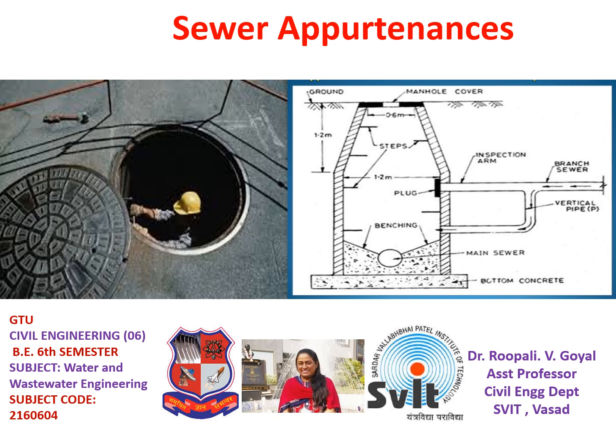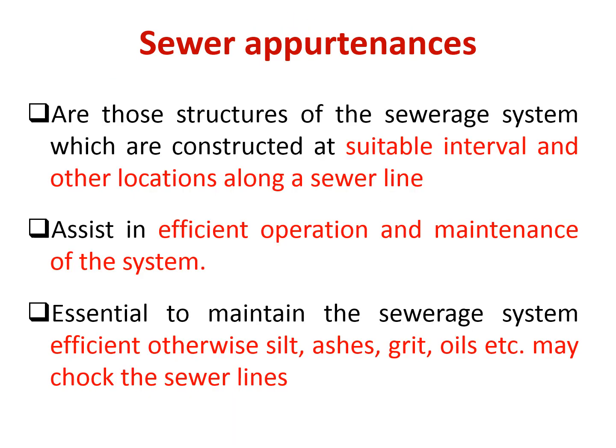This sewerage system consists of pipelines, but apart from those major pipelines, some accessories are also required, and that is what is meant by sewer appurtenances. We will discuss sewer appurtenances in detail. Basically, sewer appurtenances are those structures of the sewerage system which are constructed at suitable intervals and other locations along a sewer line. They assist in the efficient operation and maintenance of the system.